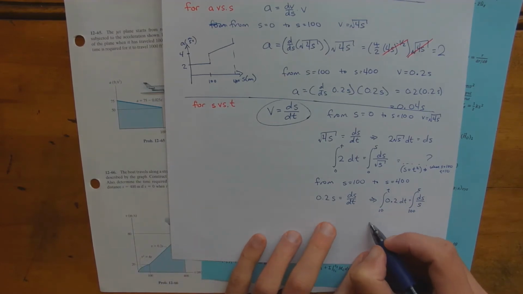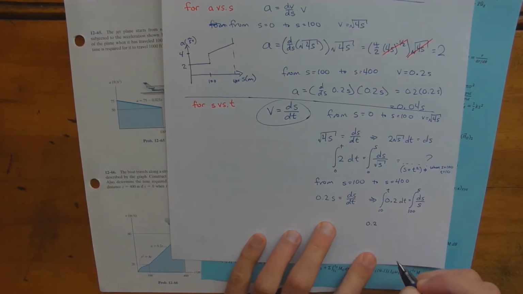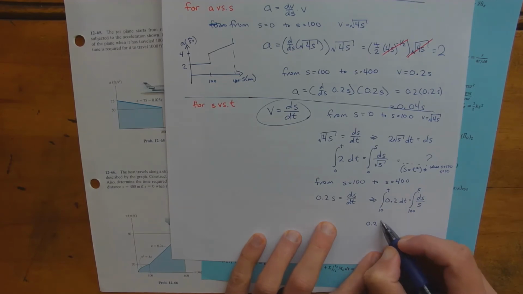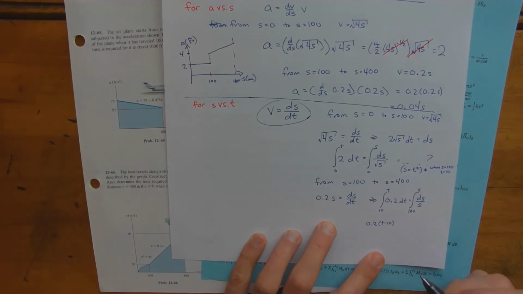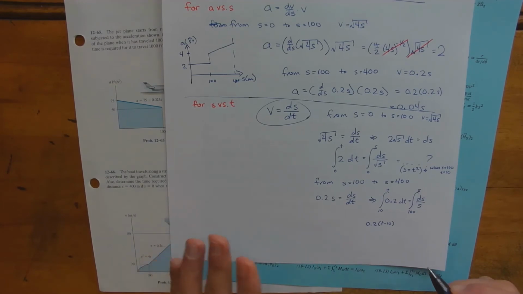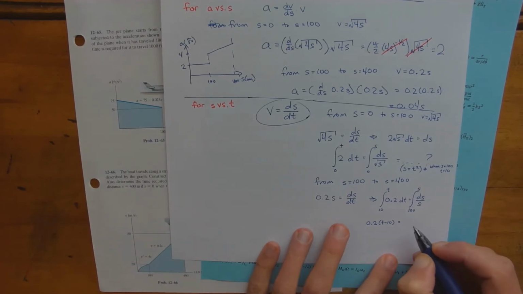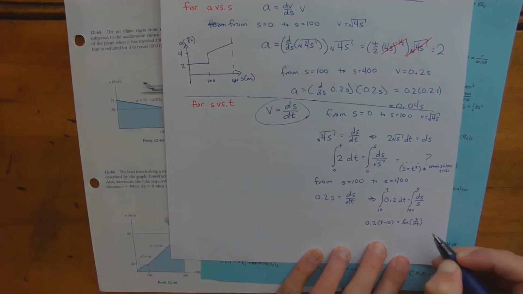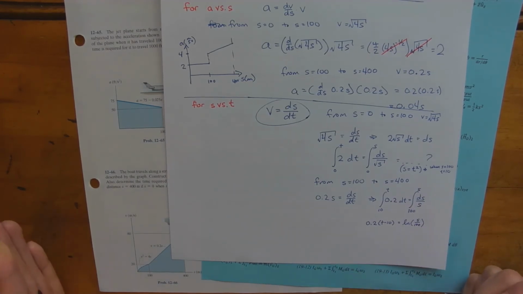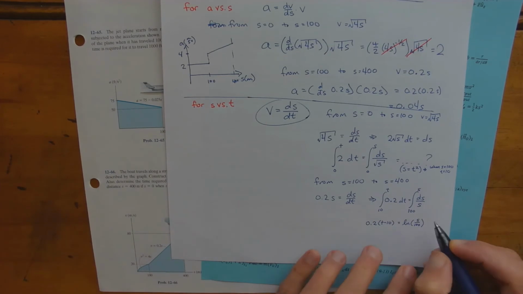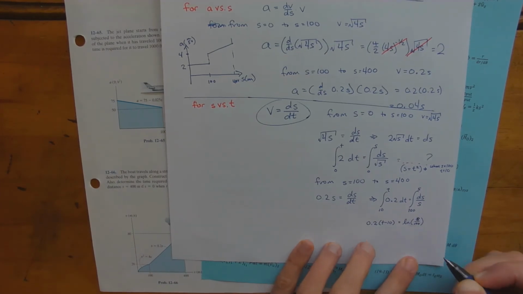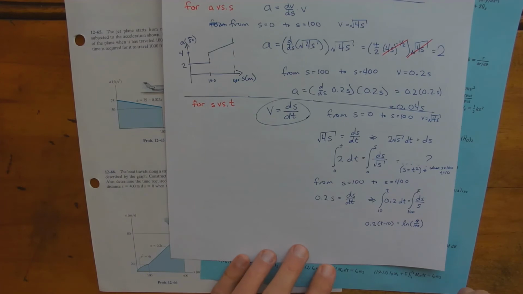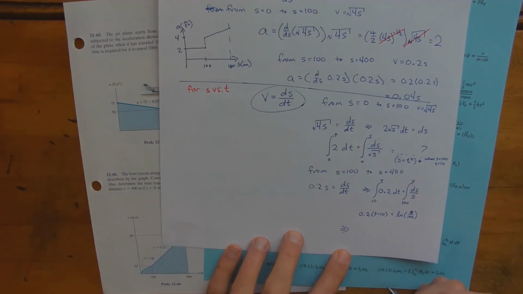On the left-hand side, I'm going to skip some steps here, but you would have 0.2 times t minus 10, and on the right-hand side, you would have the natural log of s over 100. You want position as a function of time, so then you're going to solve this. This is an s. It looks kind of like a 5. You're going to solve this for position. So I'm not going to do all the steps. You can practice that when you do the quiz.